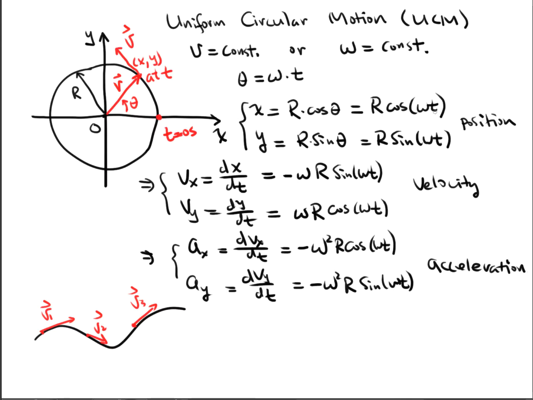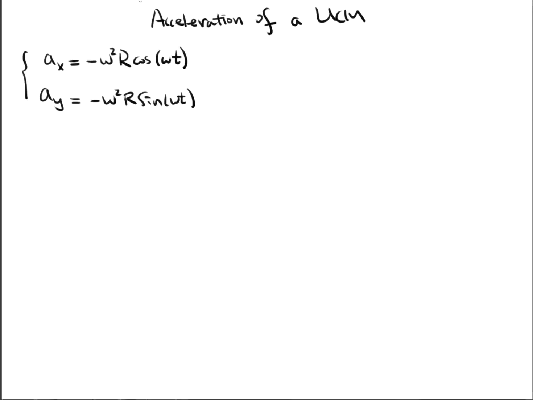Now let's also recall the x and y expression. X equals r cosine omega t. Y equals r sine omega t. So this term, r cosine omega t, is simply just the x. And this term is y. So we get ax equals negative omega squared times x, ay equals negative omega squared times y.